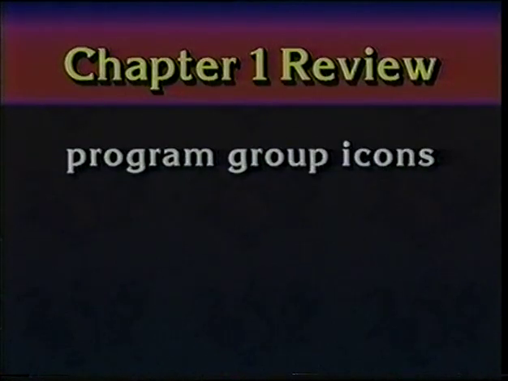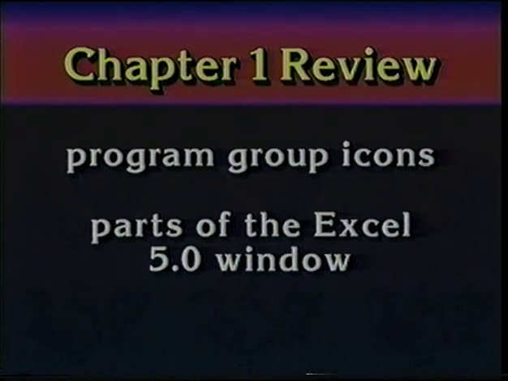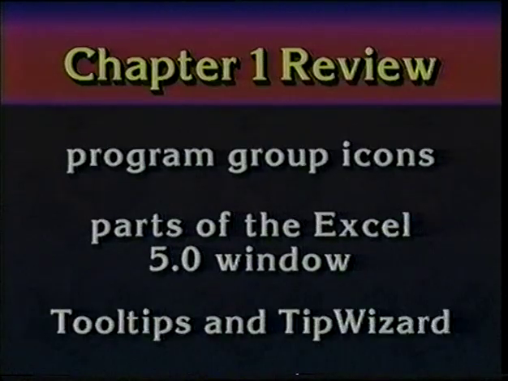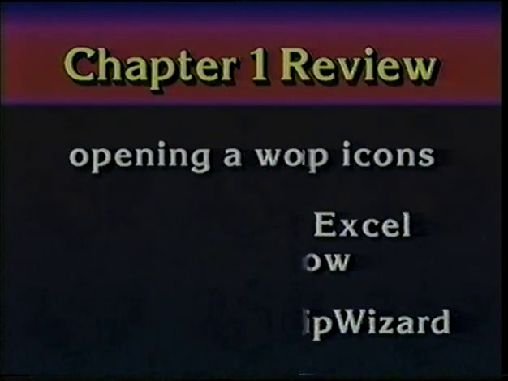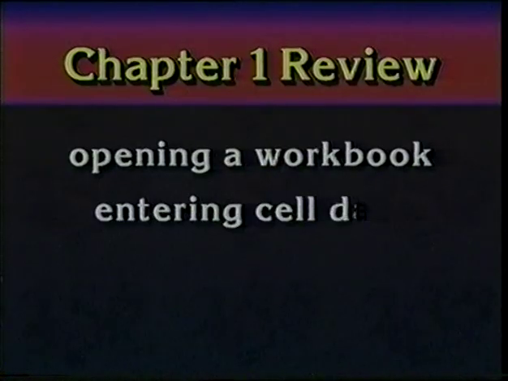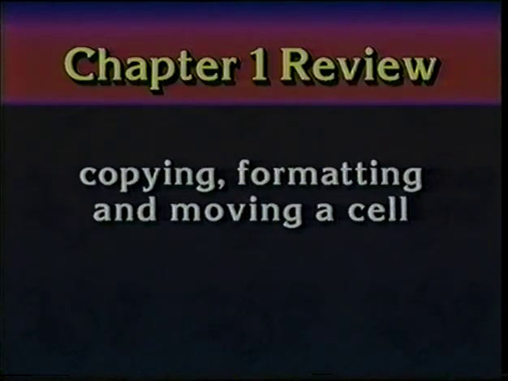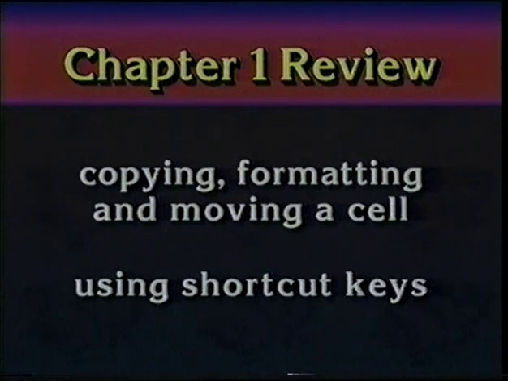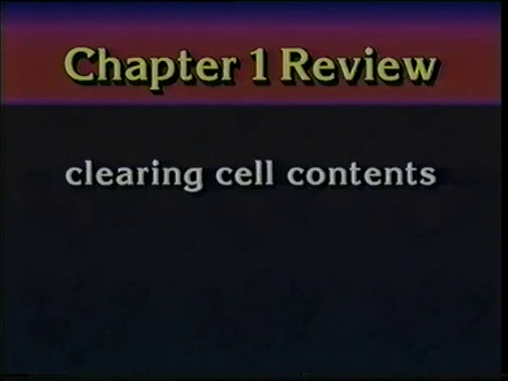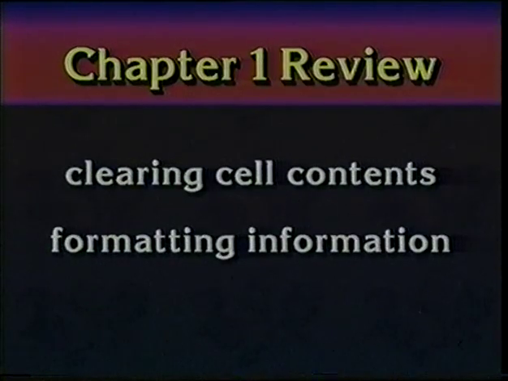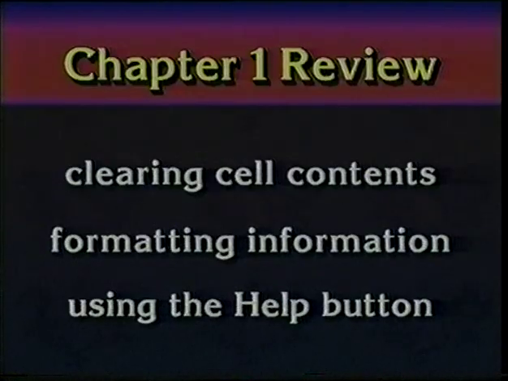Let's review what we've covered in this chapter. We discussed the program icons in the Microsoft Office group window and explained components of the Excel window, including Tool Tips and Tip Wizard. We opened a workbook in the Learn directory, and we entered information in some cells. We discussed the fill handle, then we edited a cell. We copied and formatted a cell, then moved it. We used the shortcut key for the undo command. We demonstrated how to clear cell contents as well as formatting information. And we used the Help button from the toolbar.